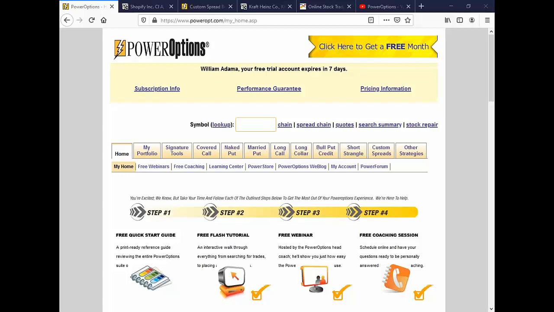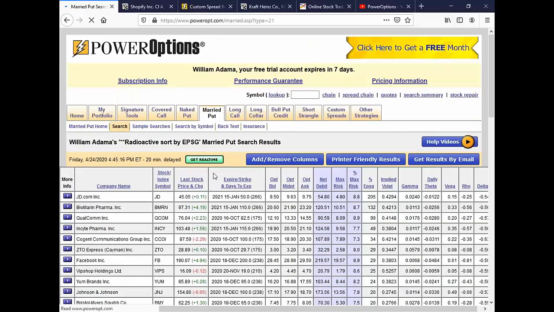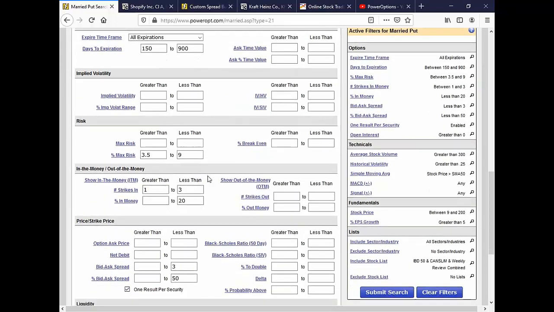Pramod says, what criteria do you use to get the list of stocks every day? Do you mean in the general searches? Well, you can see that at any time. So you're talking about the married puts here. If I go to married put and I go to search, the criteria is shown for you right here below.